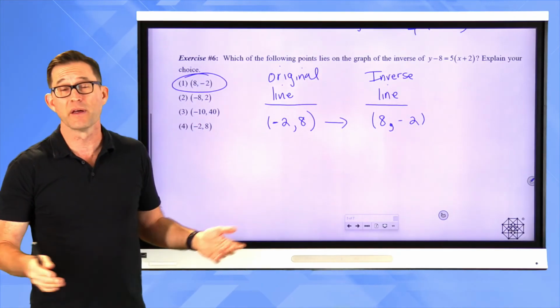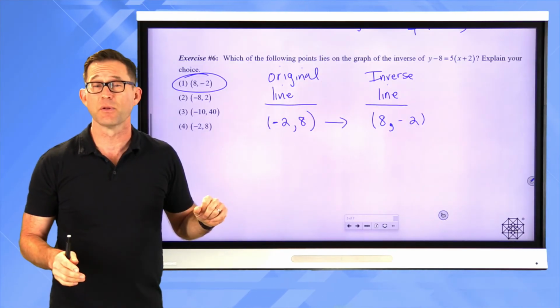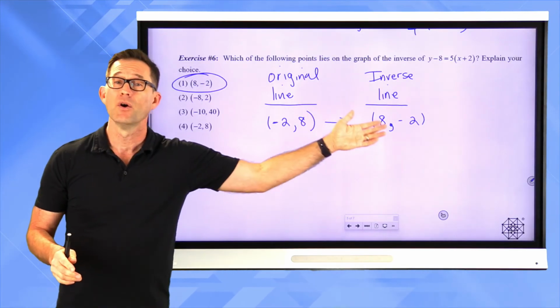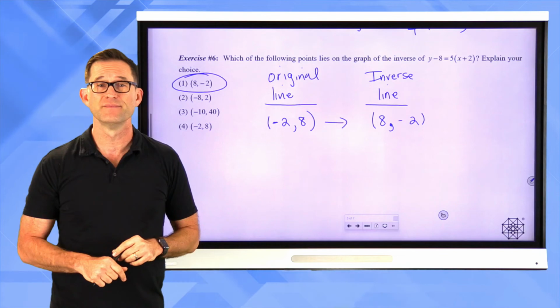Now, in terms of explaining your choice, this is the explanation. The original line contains the point -2, 8, which means that the inverse must contain the point 8, -2.